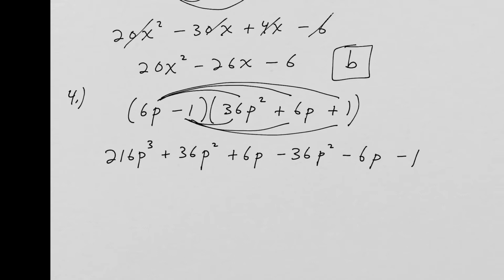And if you look at this, many things cancel, right? The 36p squared and negative 36p squared, that's gone. Positive 6p minus 6p, that's gone. So I'm just left with 216p cubed and then minus 1, and that's it. So that would be my answer. So it looks like in this case it's going to be A. It's going to be the correct answer.